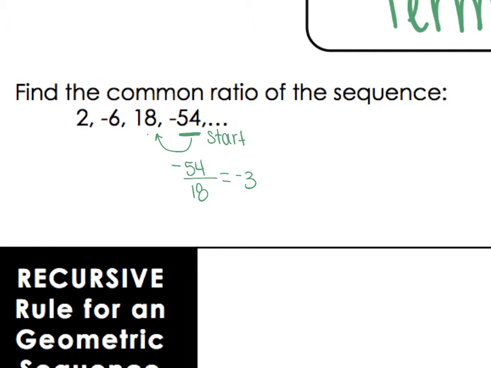Now maybe if I started at 18 and I divided that by negative 6, you're going to see that I also get negative 3. And if I were to try one more time, negative 6 divided by 2 also gives me negative 3.